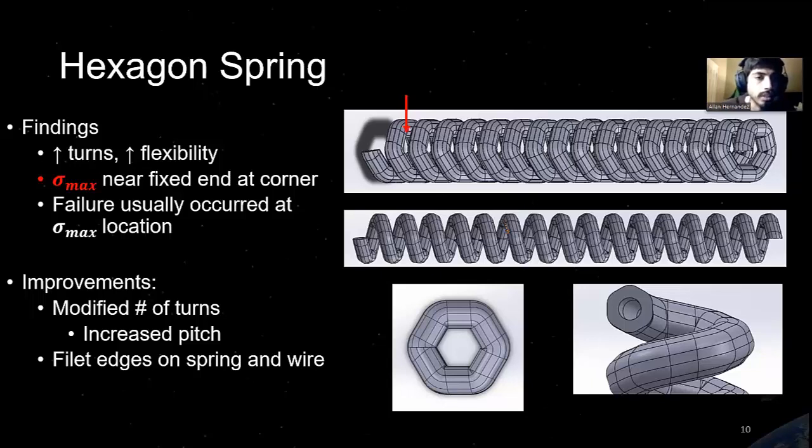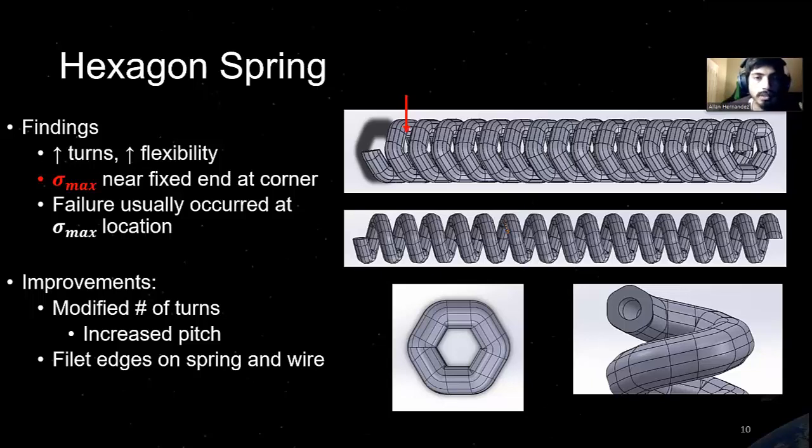The maximum stress was always found near the fixed end, at a corner, as shown by the red arrow on the slide. Failure usually occurred at the location of the maximum stress, as seen once again by the red arrow. The failure occurred at the experiment level, where various springs were tested, various pitch springs, and they all failed at a similar location.